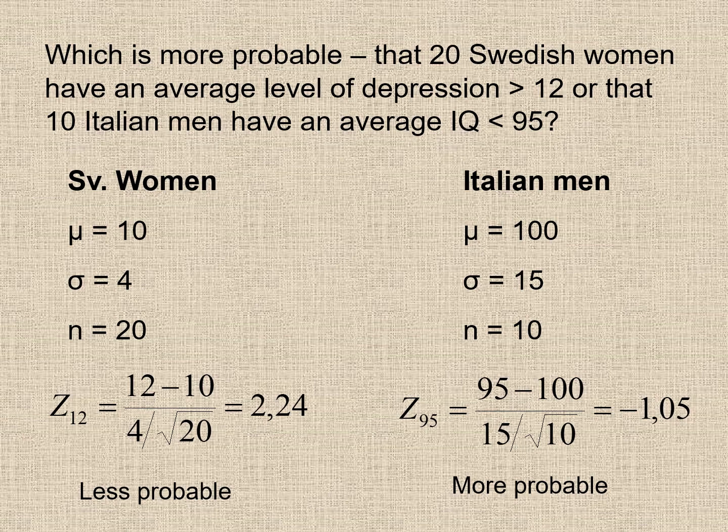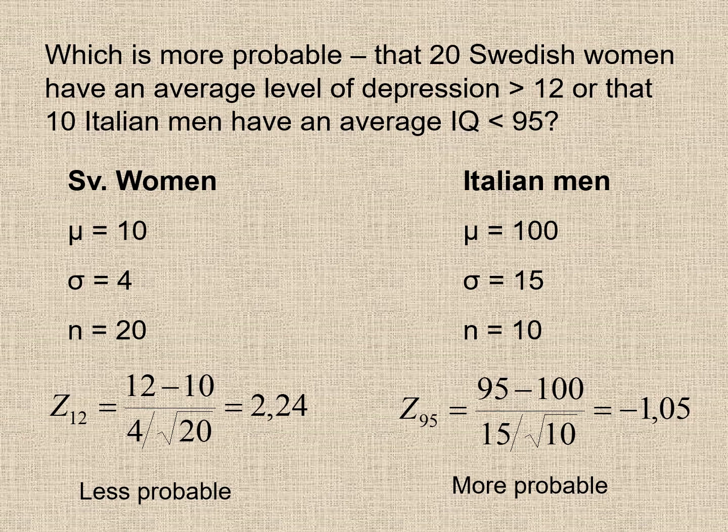For the Italian men, for a sample of 10 individuals to have an average IQ that is less than 95, we calculate how much this is in standard errors. So we take 95 minus the population mean of 100, and we divide by the standard error of the mean. And the standard error of the mean we receive by taking the standard deviation for individual values, 15, divided by the square root of the sample size 10, and we get the value of minus 1.05.